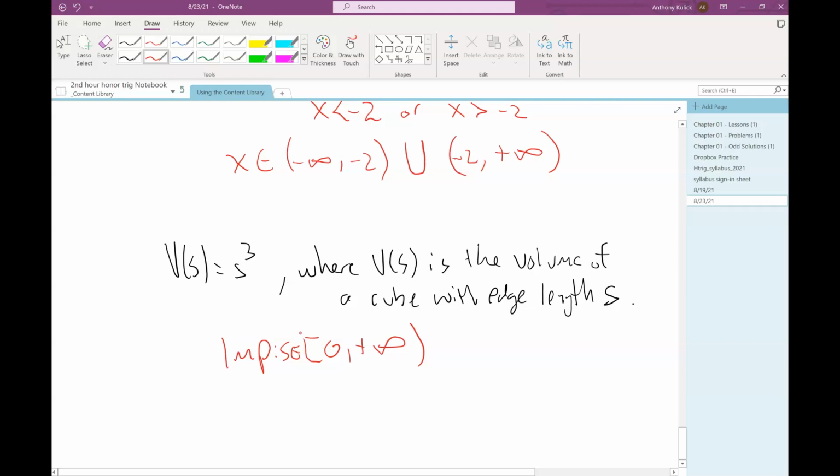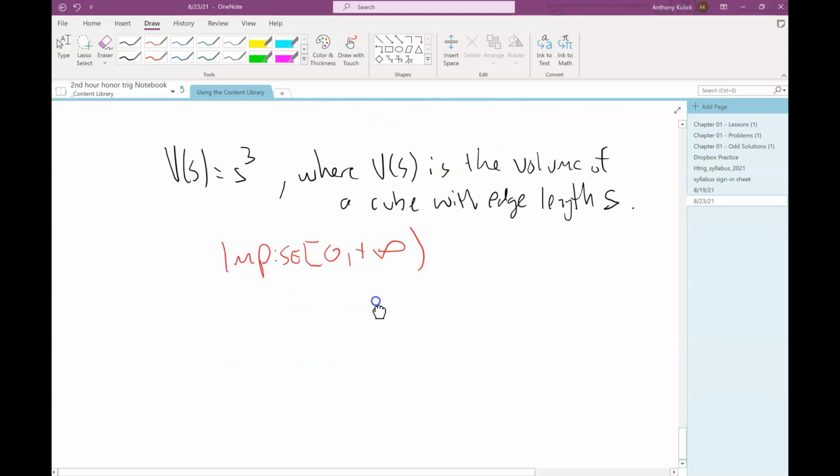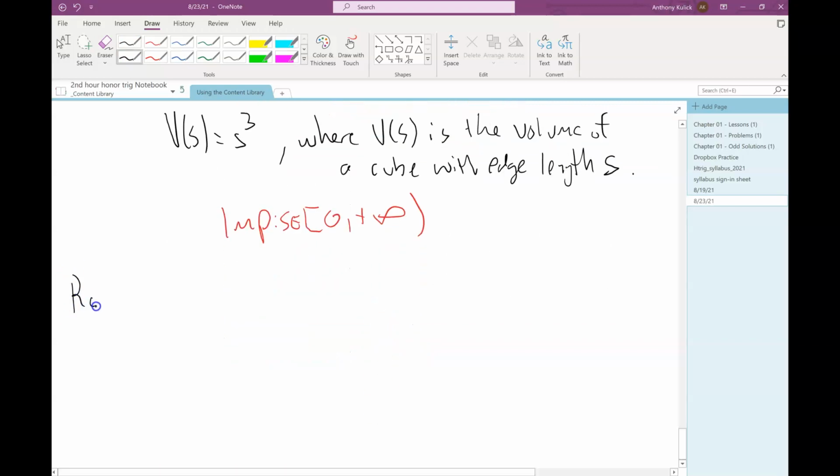Is everybody okay with what we just did there? Okay. What if we wanted ranges for these same, we're going to do ranges for these same functions.